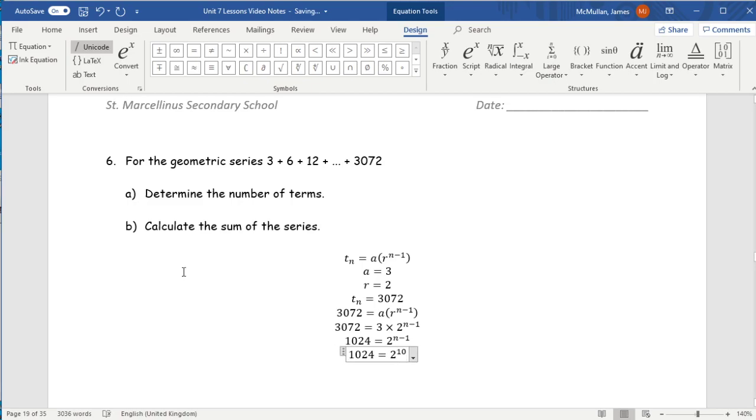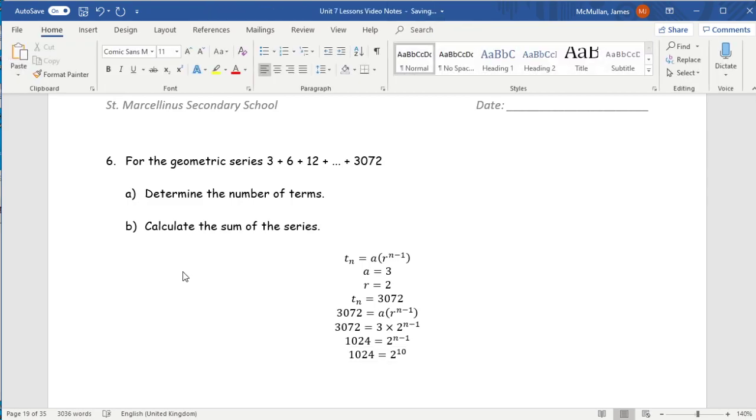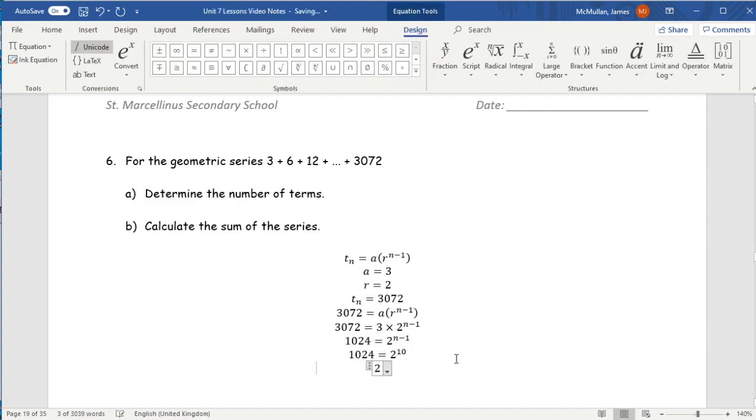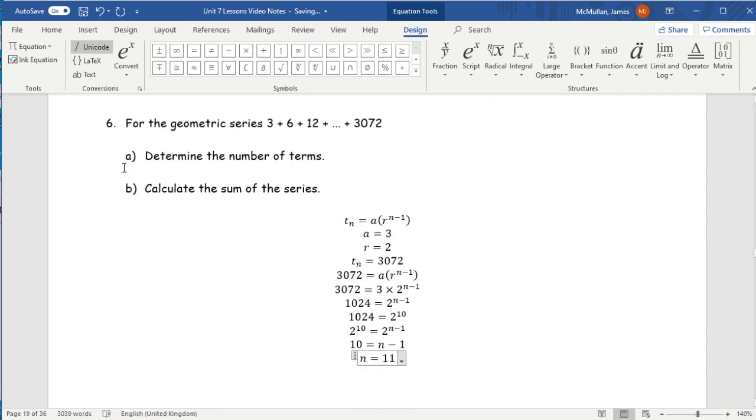So 1024 can be written as 2 to the 10. Remember, if you're not sure how to do that, to figure out the power of 2, you just divide it by 2 over and over again, and then you can write it as 2 to the 10. So then you can say 2 to the 10 equals 2 to the power of n minus 1, and therefore 10 equals n minus 1, and n equals 11. And so there are 11 terms in this sequence.